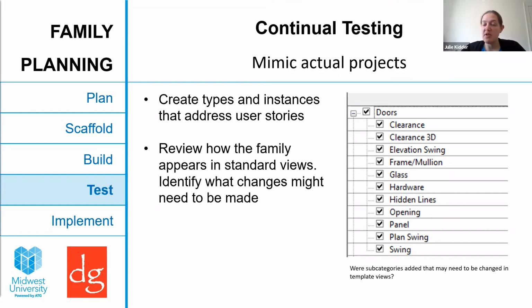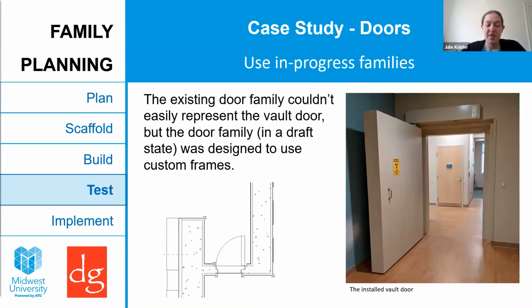If you're using your existing template, or even if you're working on creating a new one, how are those families going to work in your views? Do you need to change subcategories? Do you need to change what your object styles are? Do you need to change your view templates? And look for opportunities where your in-progress family may be better than what you already have.